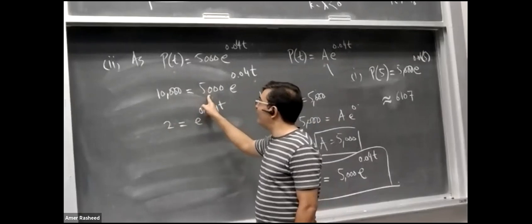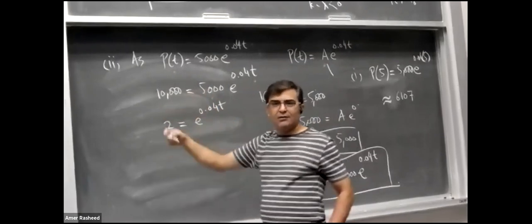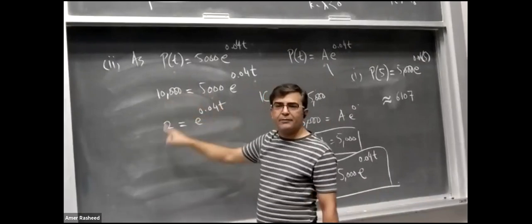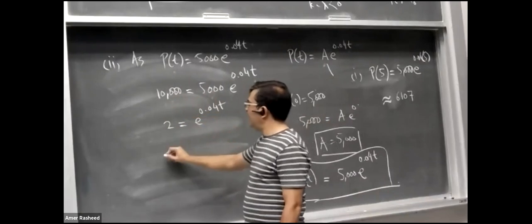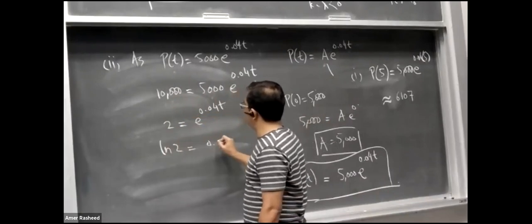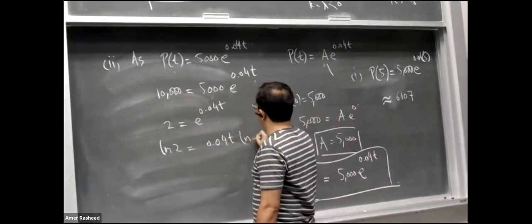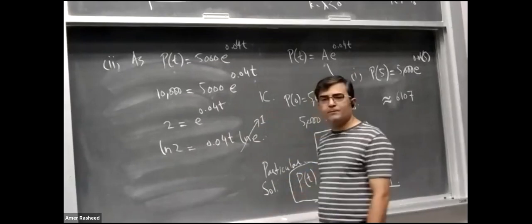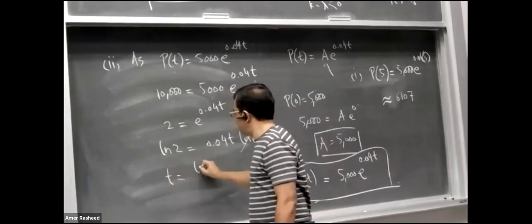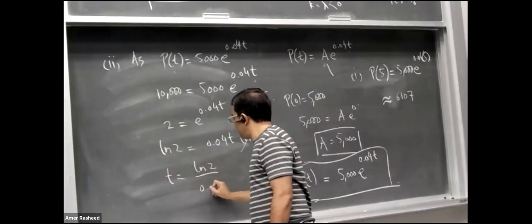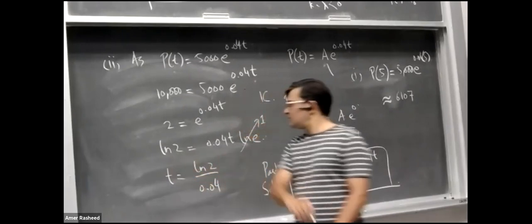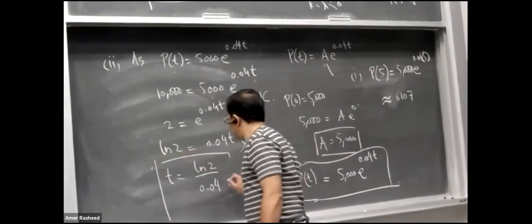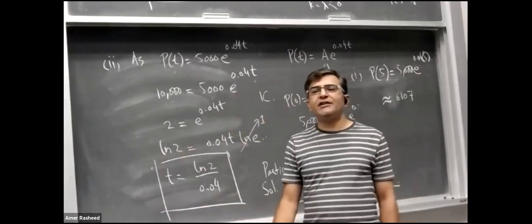Because here we have the initial, and here we have double of that. If it is double, then definitely this 2 will come here. Natural log of 2 equals 0.04 t times natural log of e. You take log on both sides. Natural log of e is equal to 1. So t is natural log of 2 divided by 0.04. So this is your time when the population doubles.